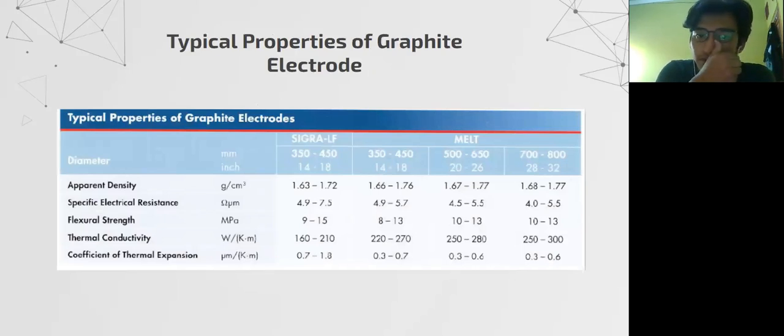Okay, these are typical properties of graphite electrode. One, apparent density about 1.63 until 1.77. The specific electrical resistance about 4.5 until 5.5, flexural strength about 8 until 15, and thermal conductivity is 160 until 300. And the coefficient of thermal expansion is 0.3 until 0.7. Next.